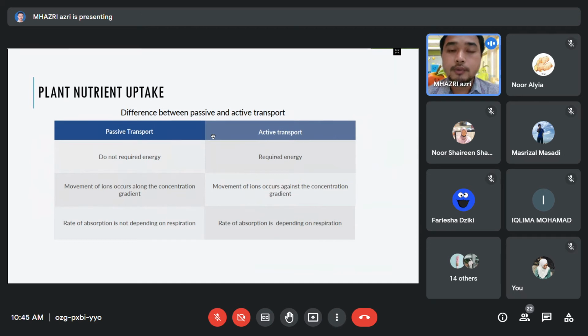Rate of absorptions depends on respirations. Why? Because respirations will produce energy. Okay, so because active transport requires energy, the absorptions process or transport process will highly depend on the respirations. And the other one, the rate of absorptions is not influenced by transpirations process. Okay, kalau macam passive tadi, the transpirations rate will influence the absorptions of the elements.